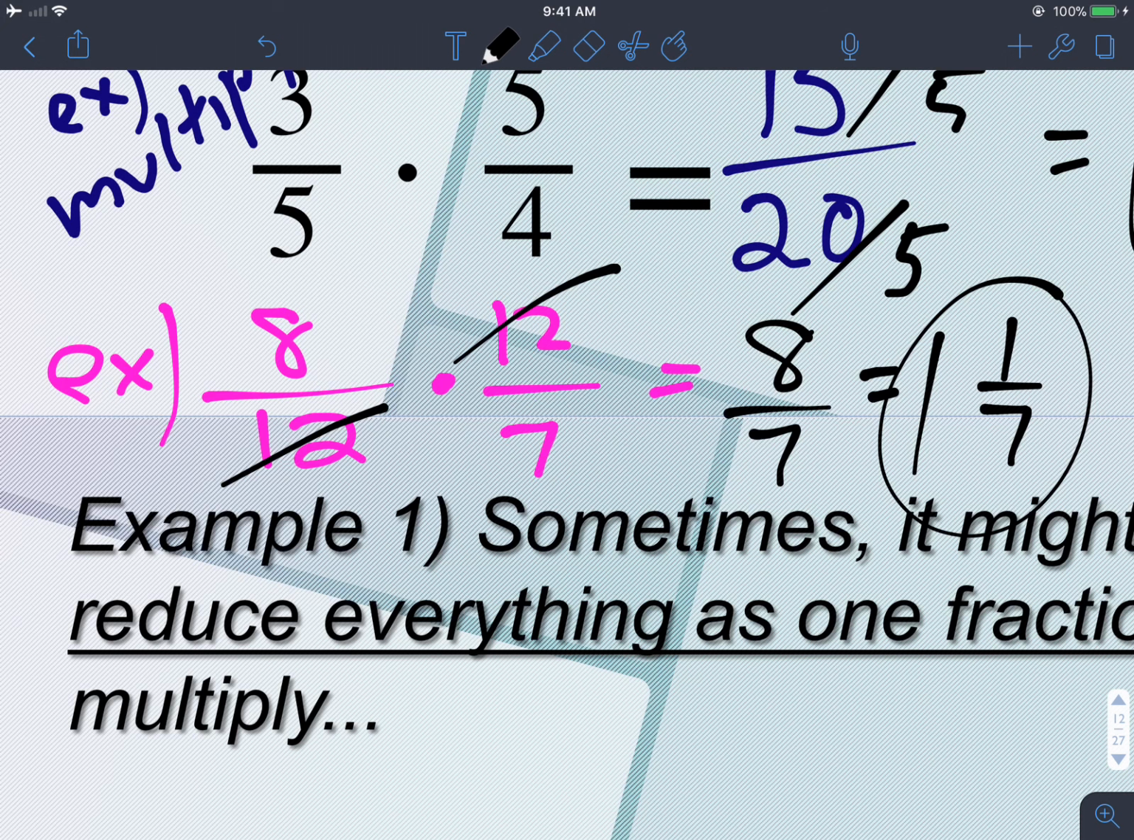I don't care how you do it. If you get 96 over 84, well, you're just going to go through the same process. And you end up dividing. You would divide by 12, which would be a factor, and you'd end up getting the same thing.